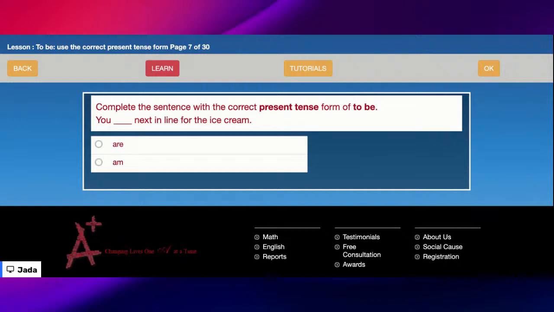You are, okay? You are. Because "are" goes with "you." Okay.